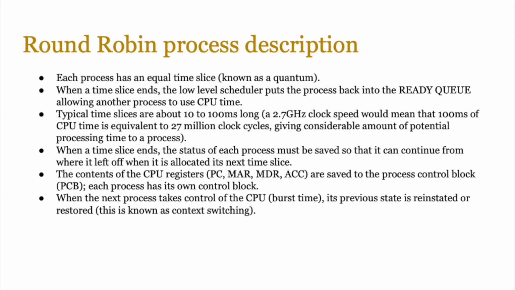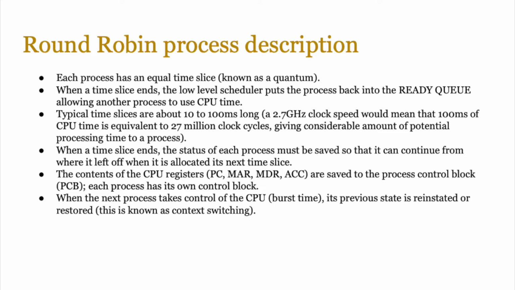So let's first of all start with round robin, since we mentioned it already. What's the process description for round robin? Well, each process has an equal time slice, which is known as the time quantum. When a time slice ends, the low-level scheduler puts the process back into the ready queue, allowing another process to use the CPU. Sometimes you have very large processes which don't really fit in the time slice that you've allocated. For example, if P1 is a massive program, you might give it a short time slice, and once it finishes its time slice on the CPU, you send P1 back to the end of the ready queue, and that allows it to have another go.